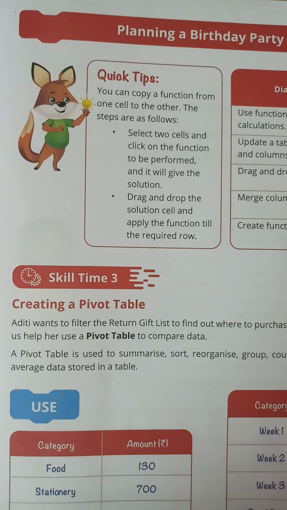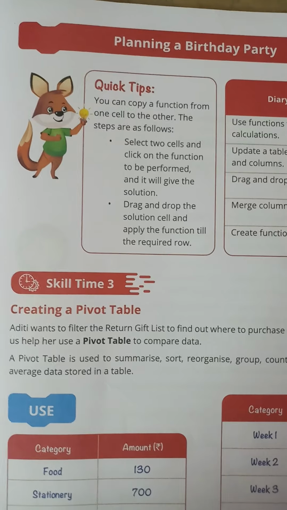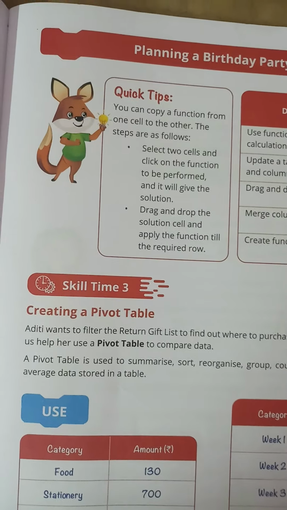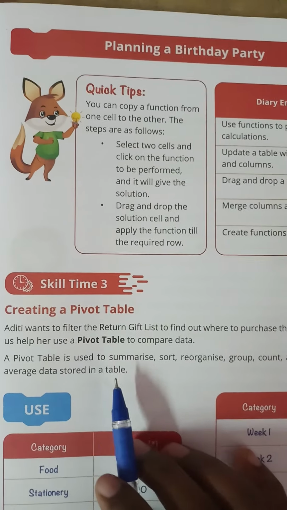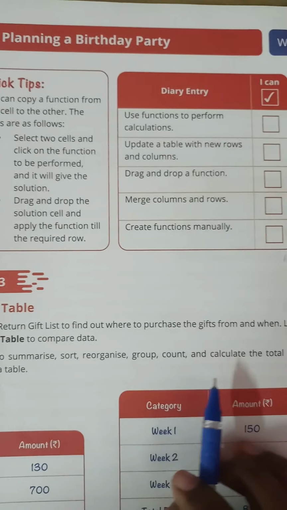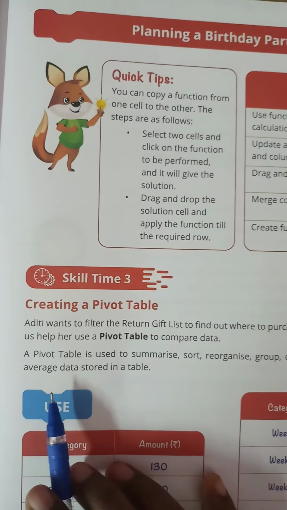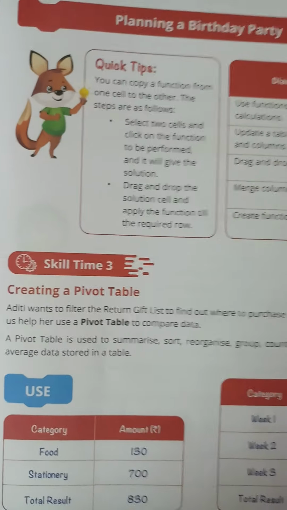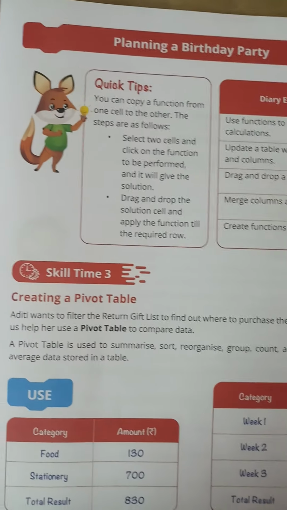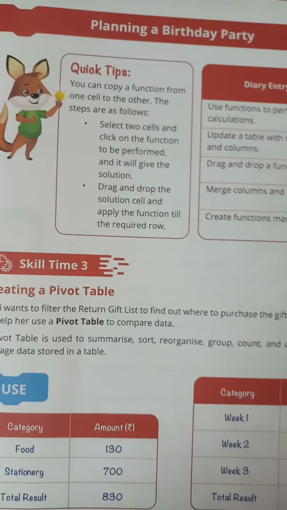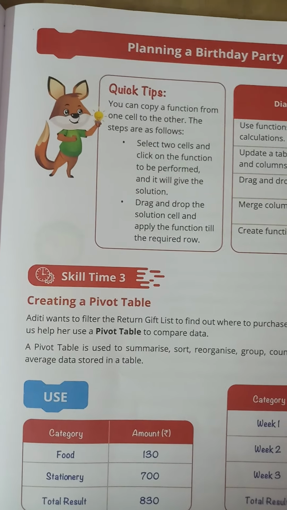A pivot table is used to filter the data and also to compare the data. So what is a pivot table? A pivot table is used to summarize, sort, reorganize, group, count and calculate the total or average of data stored in a table. Sort means arranging in ascending or descending order, reorganizing the data, grouping the items, counting how many items there are, and calculating the total amount or the average.